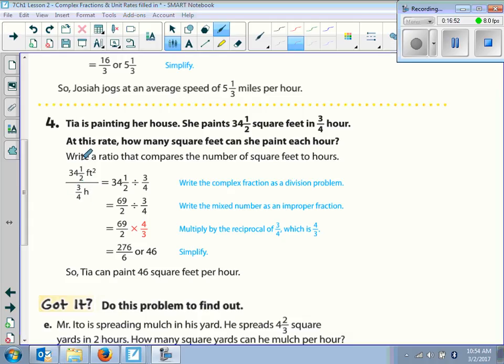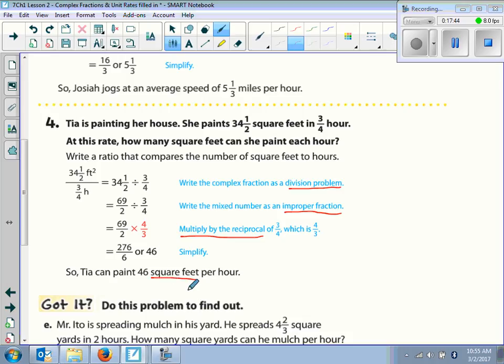Now there is my complex fraction. Okay, so we're going to first change that complex fraction to a division problem. So that's going to be 34 and 1/2 divided by 3/4. Now before we do the calculations with this division, we have to change the mixed numbers to improper fractions. Okay, so that's going to give me 69/2 divided by 3/4, and now we can multiply by the reciprocal. So 69/2 times the reciprocal of 3/4, which is 4/3. And then we end up with 276/6, which simplifies to 46. And this 46 represents the square feet.